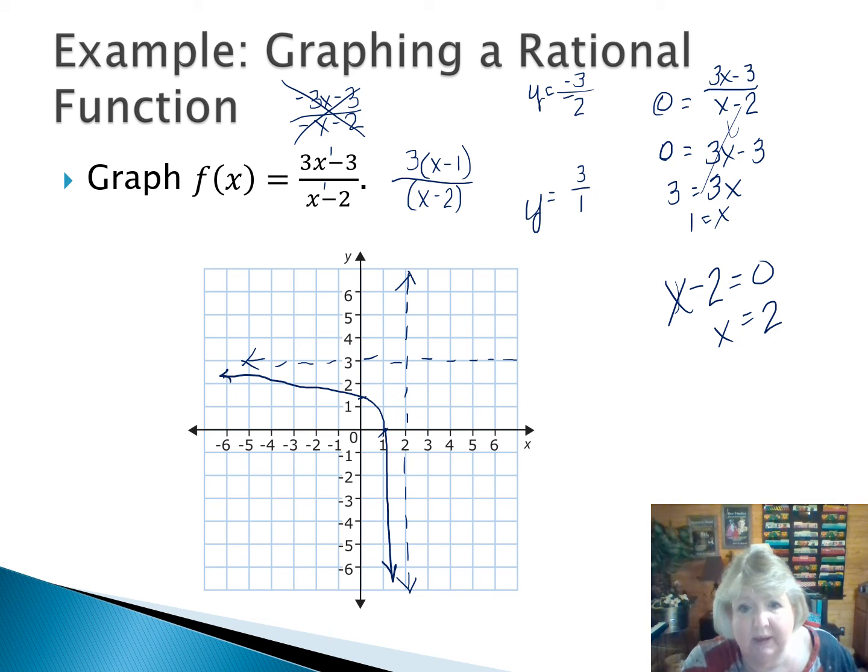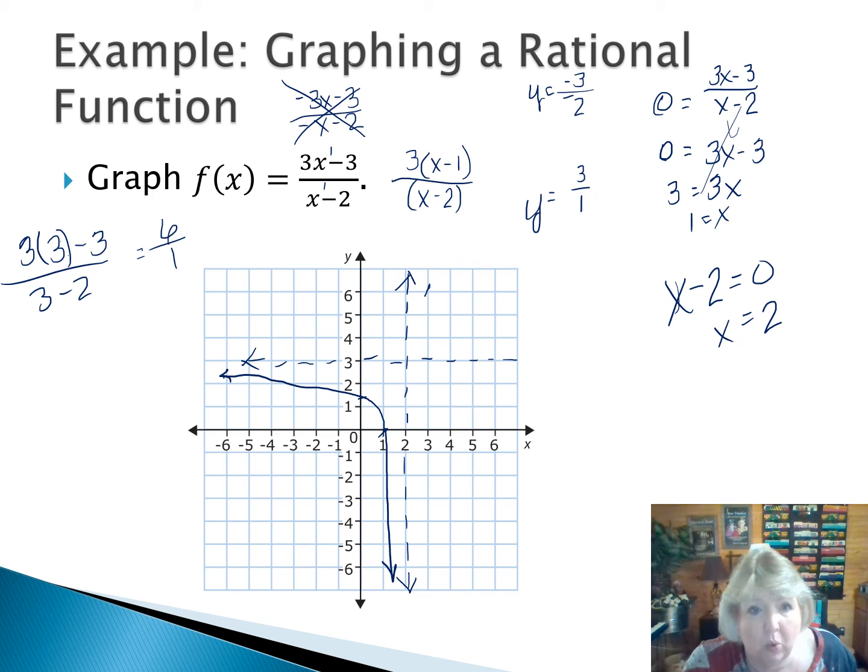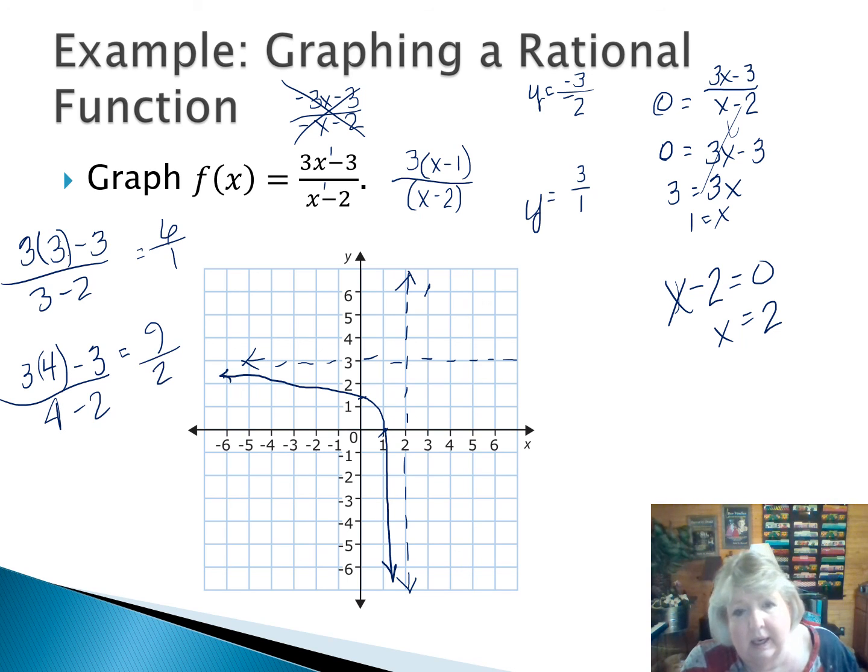I find some points that are out in here. Pick 3 and substitute 3 for x. That is 9 minus 3, which is 6, over 3 minus 2, which is 1, and 6 over 1 is 6. So over 3, up 6, right there. Let's pick 4 and see if it works. 3 times 4 is 12, minus 3 is 9, over 4 minus 2 is 2. 9 over 2 is 4.5, so over 4, up 4.5.